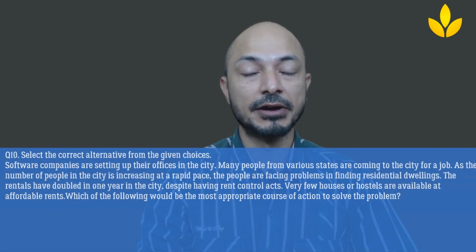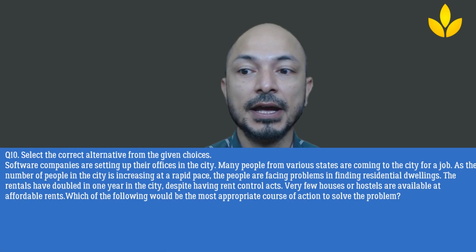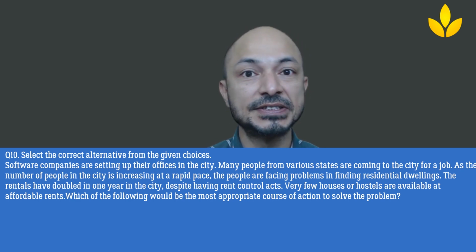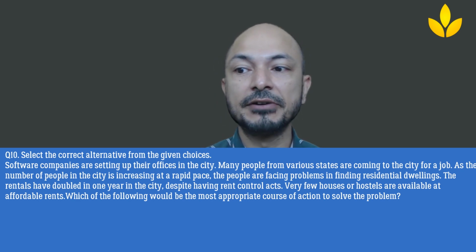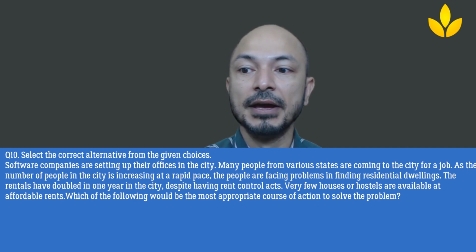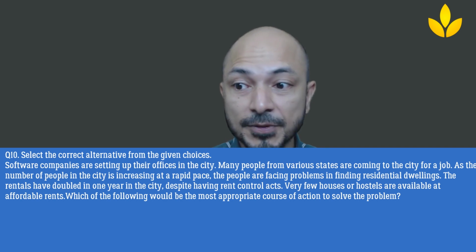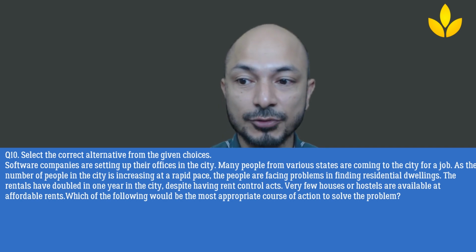Thank you. We are here with question number 10 of the verbal section in the Wipro patent papers, and it's again sentence inference, and it asks us to select the correct alternative from the given choices. The passage reads: software companies are setting up their offices in the city. Many people from various states are coming to the city for a job. As the number of people in the city is increasing at a rapid pace, the people are facing problems in finding residential dwellings.